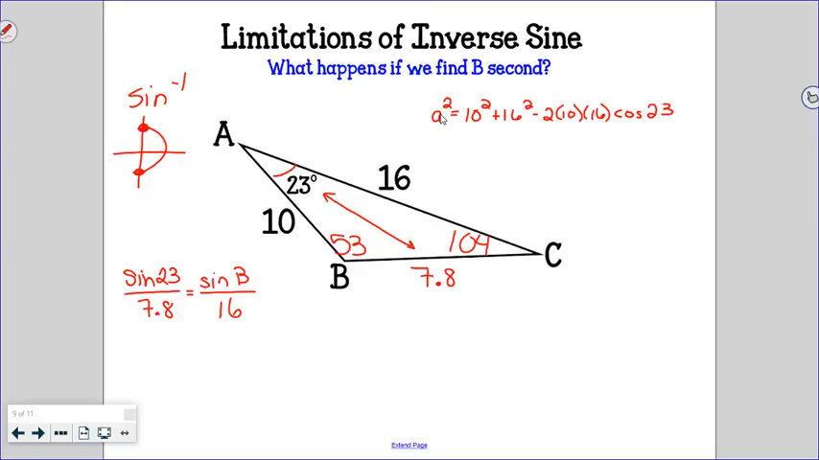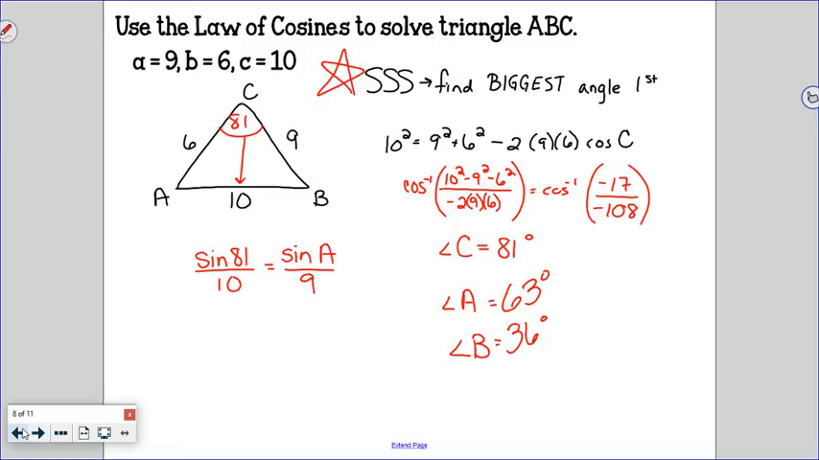Now, I alluded to this a couple days ago when we were talking about that ambiguous case, and I said that you would always get the acute angle first, and to find the other one, you had to do its linear pair. Well, what I found that turns out is we found the linear pair to the actual angle B in this problem. So that is why I told you on this one, when you're doing a side, side, side, and you have to do law of cosines, find the biggest one first, okay?